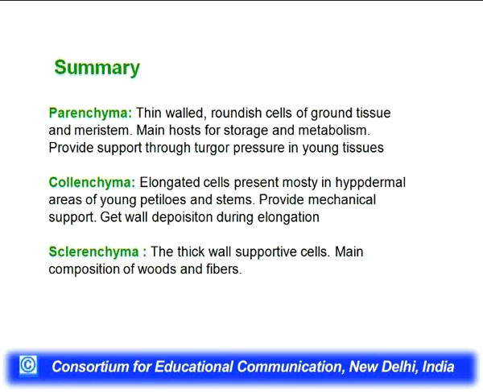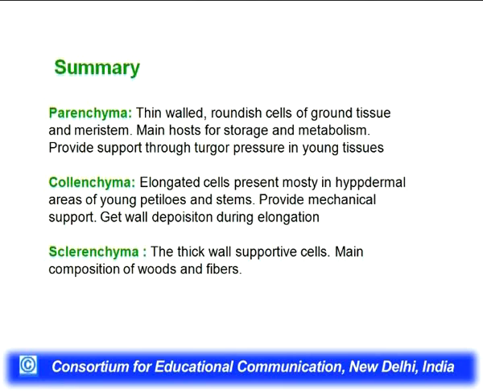Collenchymatous cells in contrast are mostly elongated cells. They are present in the hypodermal layer. They are metabolically active and they provide support and strength. So, you can see that collenchyma is a mixture of properties of both parenchyma and sclerenchyma. Like sclerenchyma, it can give support, and like parenchyma, it is very active in metabolism, and they are mostly elongated. They are present in the hypodermal area of young stems and leaf petioles.